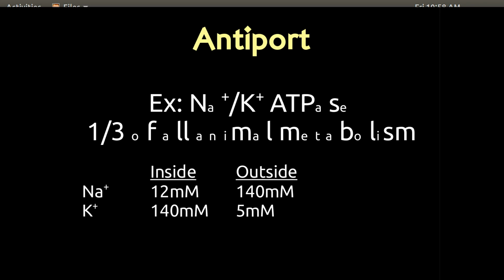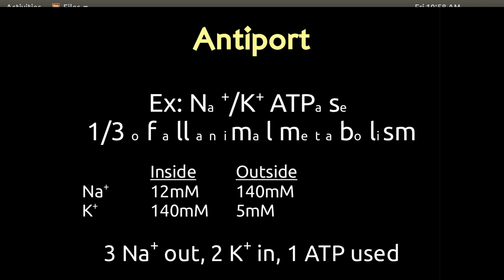And then also potassium, you're taking potassium from the outside of the cell and pumping it inside. And in this case, again, we have even a greater concentration gradient going that direction. So both of these are very energetically demanding tasks. Each cycle of the sodium-potassium ATPase is going to pump 3 sodiums out, 2 potassiums in, and hydrolyze 1 ATP doing it.